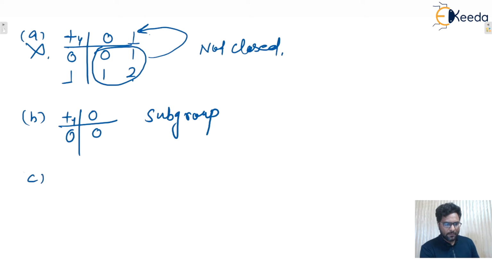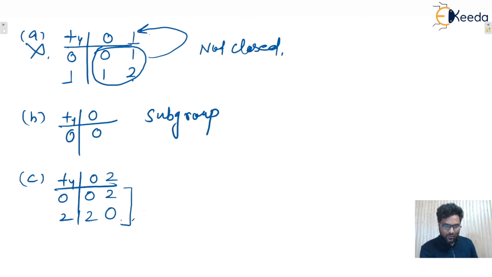Next one, C, that is {0, 2}. So {0, 2} is also a subset of {0, 1, 2, 3}. Here 0 plus 0 is 0, 0 plus 2 is 2 mod 4 is 2, 2 plus 0 is 2 mod 4 is 2, 2 plus 2 is 4, 4 mod 4 is 0. Now you can check, yes, this is closed, associative as well.